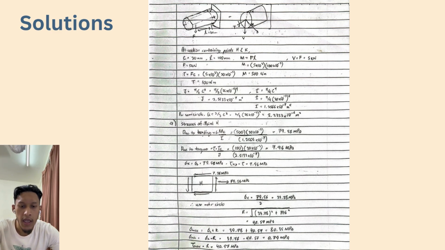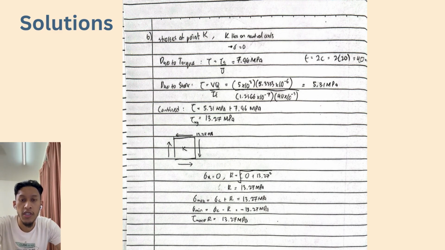80.35 megapascal. And for sigma min, the formula is stress C minus R. If we substitute, we got 0.74 megapascal. So the maximum shear stress is equal to R, which is 40.57 megapascal. And shear from torsion, we know that we got 7.96 megapascal from earlier.